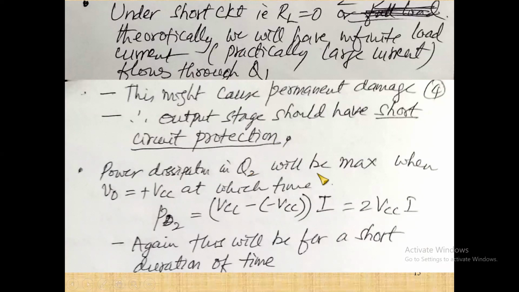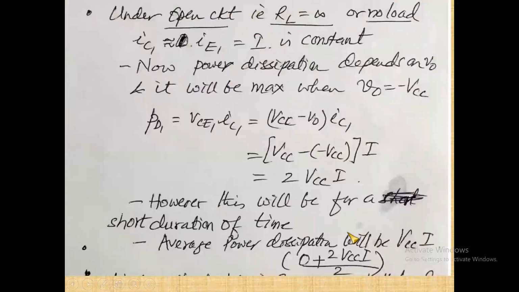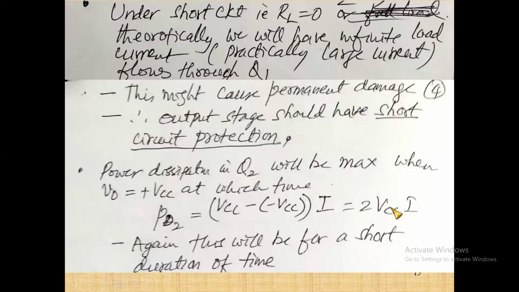Till now what we saw was the power dissipation in Q1. Now the power dissipation in Q2 will be maximum when V naught is equal to plus VCC. At that time, PD2 will be VCC minus of minus VCC into I, that will be equal to 2 VCC I. Again, V naught will be equal to VCC only for a very short duration of time. Therefore, again, we might go for average value considerations rather than the 2 VCC I.